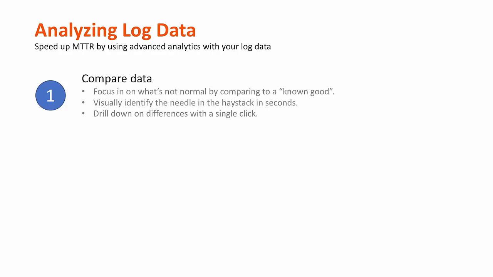Comparing data in two time frames allows you to quickly determine the difference between a known good time and the current time in which you're investigating. You can visually see these differences, and you can drill down on those differences with just a single click.